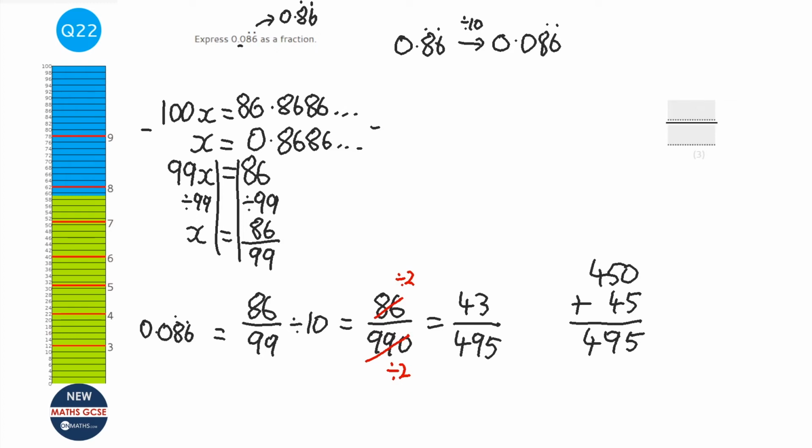Now, I don't think there's another number that goes into 43 and 495, so I'm going to sort of leave it there. Normally when you're asked to simplify, or normally when the numbers are big, you won't be asked to simplify it, or there will be a very easy way of simplifying it.